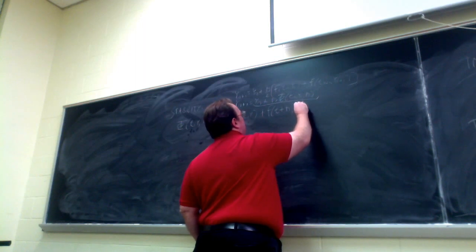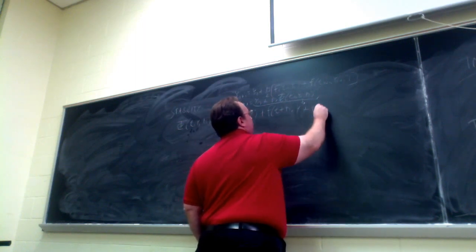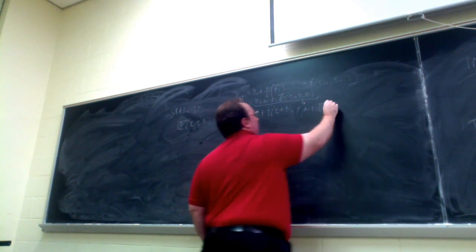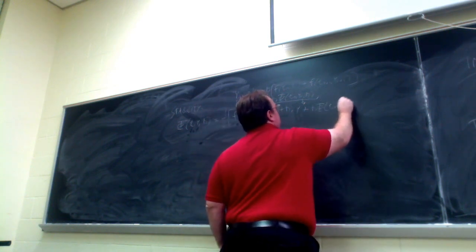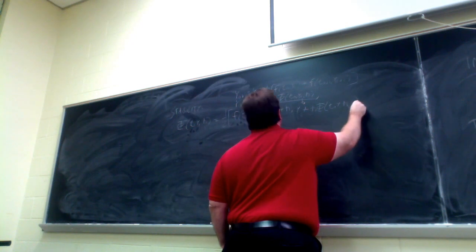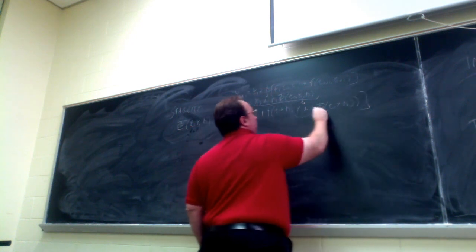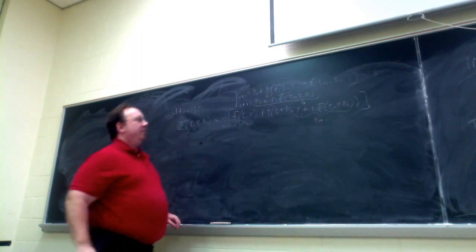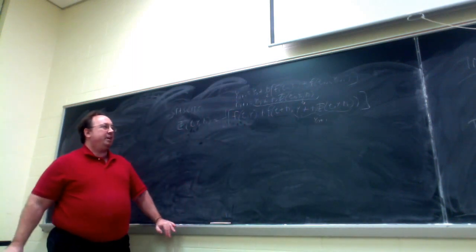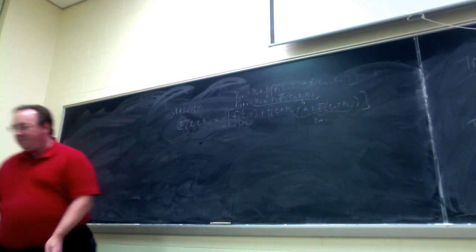So this would be y plus h phi of t, y, h. All right, so all of this is y n plus 1. And the thing is, that would be the case for any one-step method.